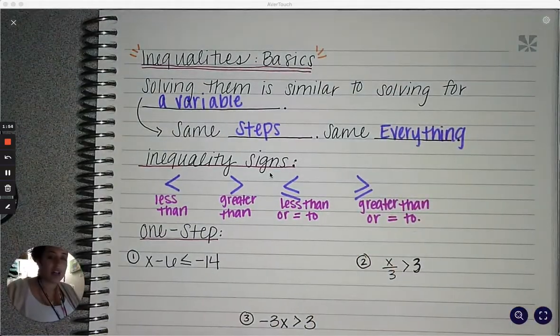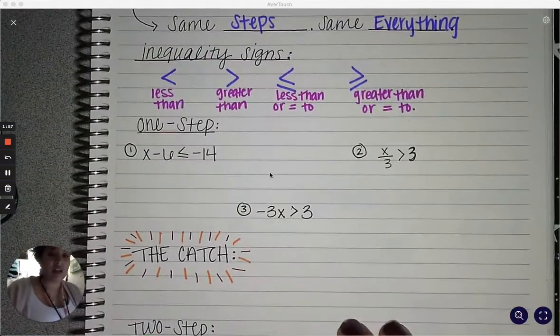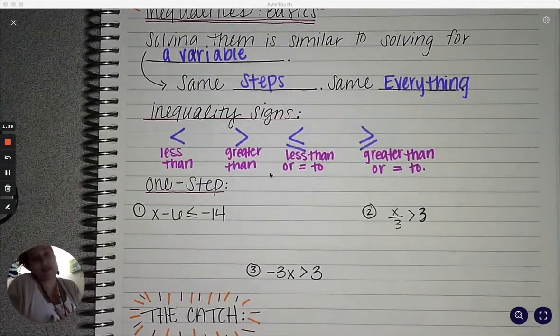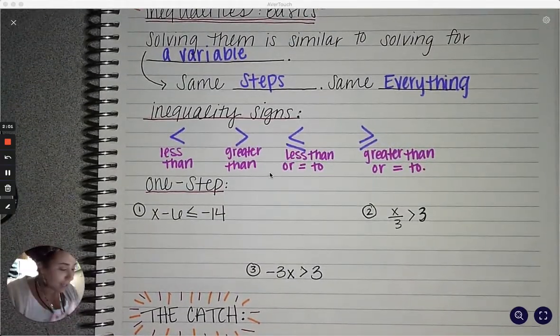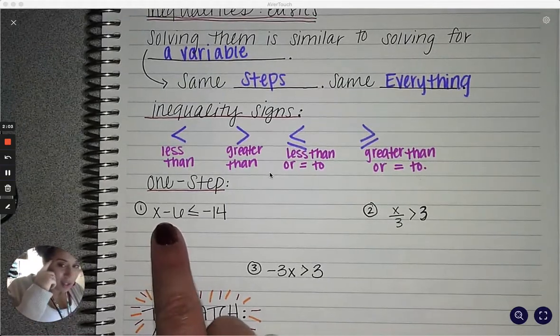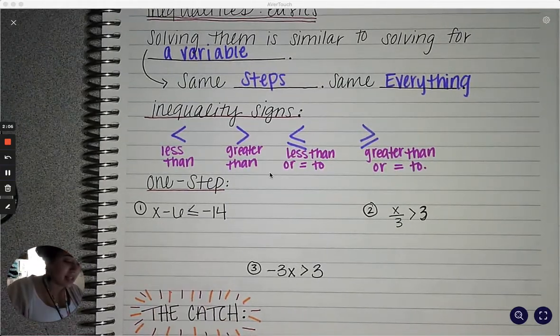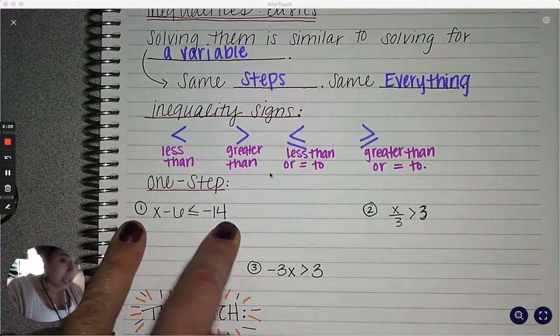Okay, so I'm going to go ahead and show you with a couple of these examples that these are exactly the same as solving for a variable. We're going to do the same steps, like I said, same everything. So our first example, we have 6 minus x is less than or equal to negative 14.